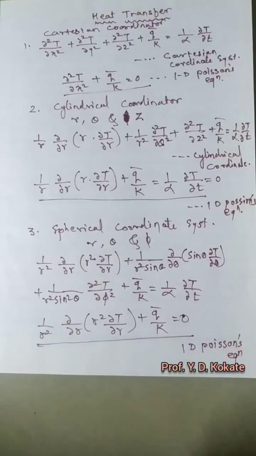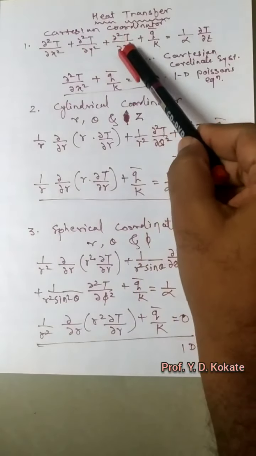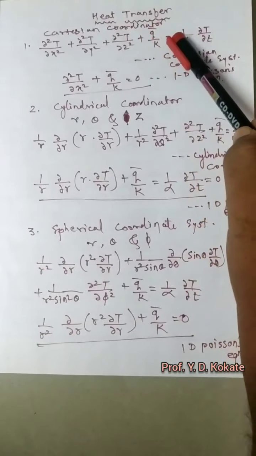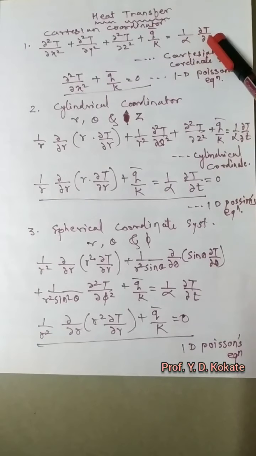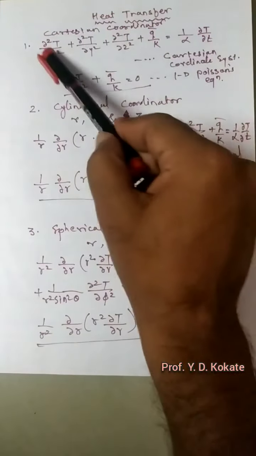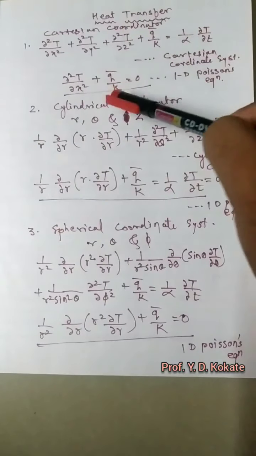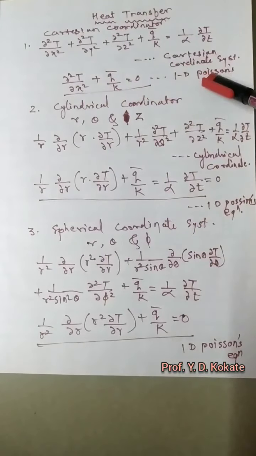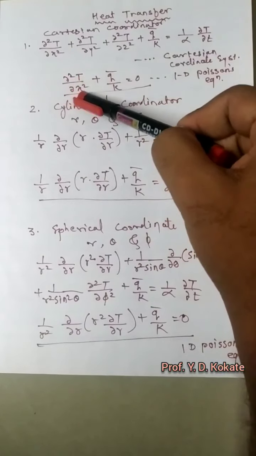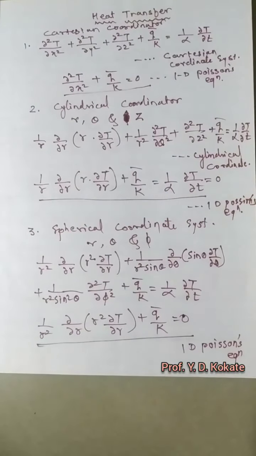d2T upon dx square plus d2T upon dy square plus d2T upon dz square plus q bar upon k is equal to 1 upon alpha dT by dt. We have seen this derivation already, and if I write down the one dimensional Poisson's equation, it will become d2T upon dx square plus q bar upon k is equal to 0.